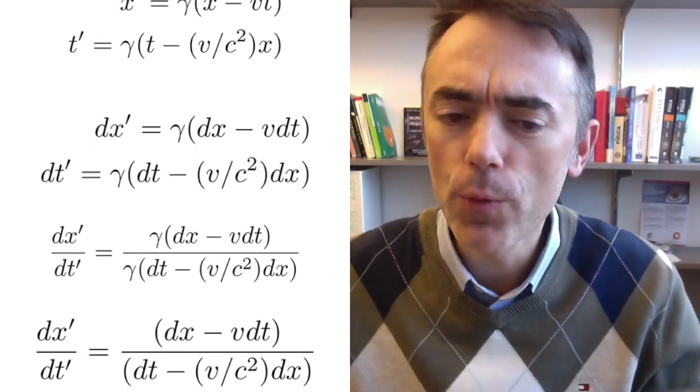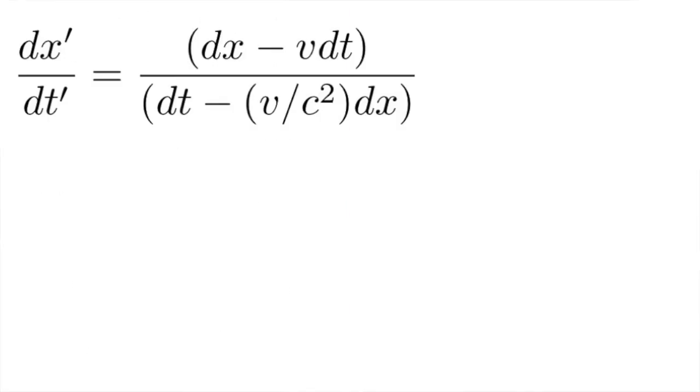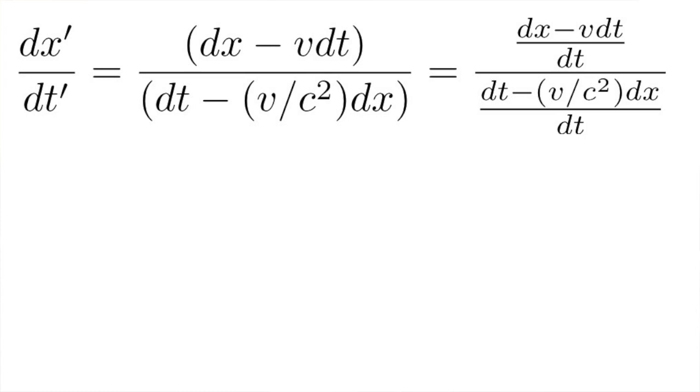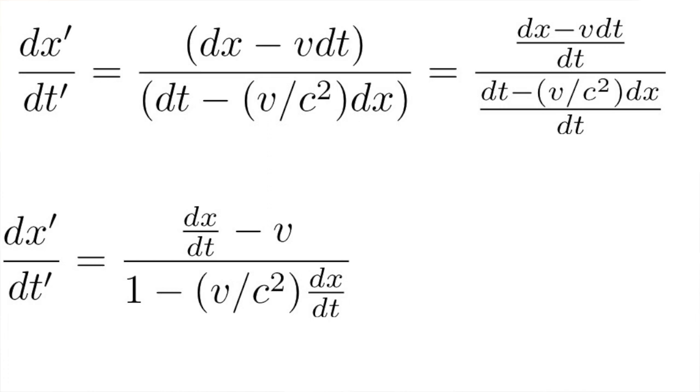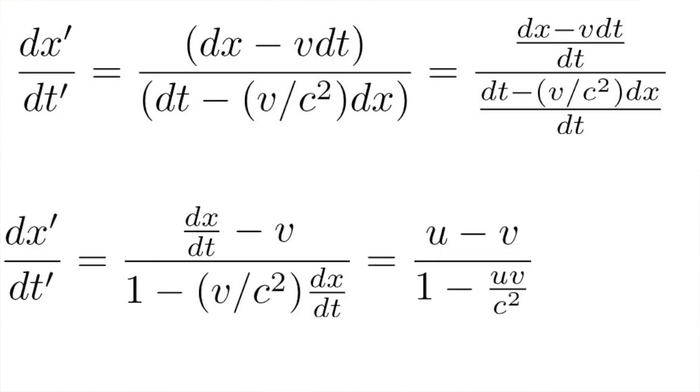If we divide everything by dt, then on the right-hand side we get dx over dt, which is just u minus the velocity of the train, divided by 1 minus v over c squared, and then again dx over dt, which is u. So we write this, and that's the transformation of velocities.